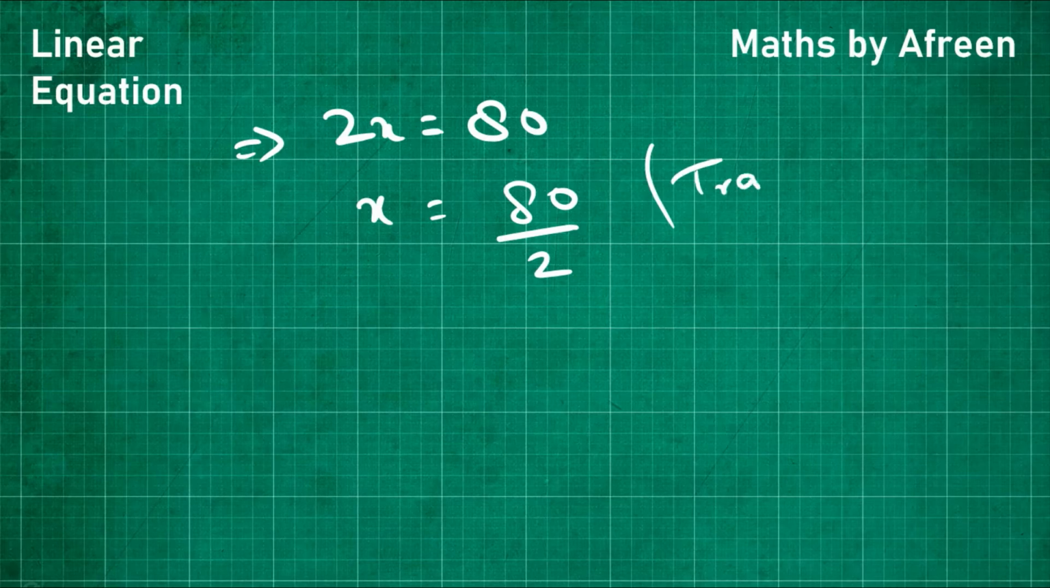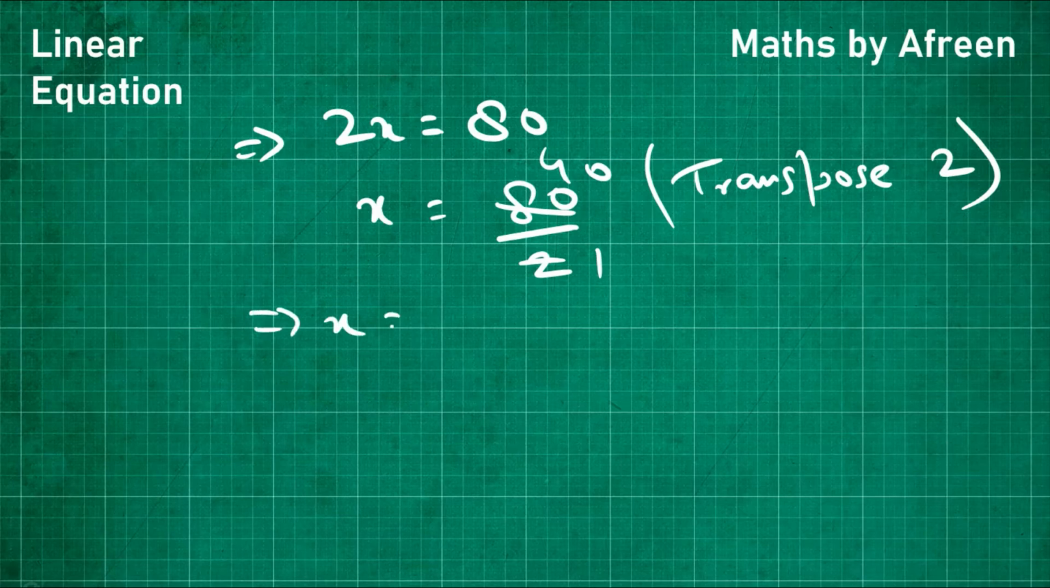What you did? Transpose 2 this time. Now cancel this 80 by 2. 2 ones are 2, 2 fours are 8, 2 forties are 80. So the value of x will be 40.